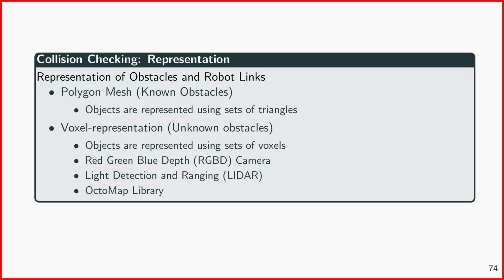However, if you are not yet sure in which environment your robot will operate, then usually a voxel-based representation is more important, where you just represent objects as sets of voxels. And so this is usually a very nice way to represent them because very often you have, for example, RGBD cameras or LiDAR sensors which can directly generate this voxel representation for you. And there's also this Octomap library which can take a lot of different input sensors and which can generate good voxel representations.